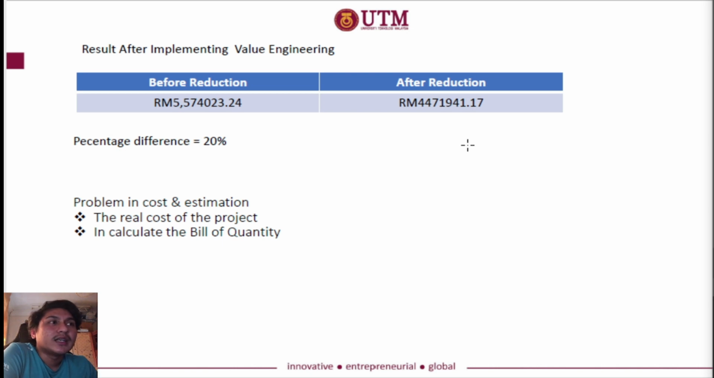First is in determining the real cost of the project. The data from the cut and fill will always be corrected to have a perfect percentage difference. And the last problem is in calculating the bill of quantity, where we have to include all the factors to calculate the BQ. So that's all from me.